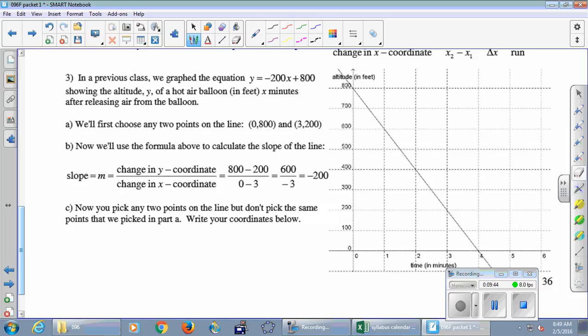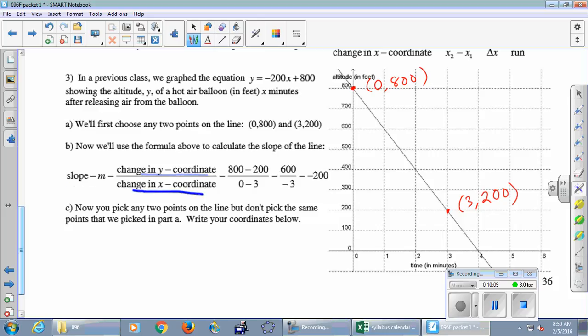0, 800, which is here, and 3, 200, which is here. And so what we're going to do is calculate the slope of this line. It's already written, so we're just going to follow along. Slope, we'll always call it m. It is the change in y coordinates divided by the change in x coordinates.